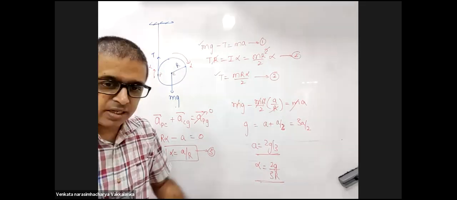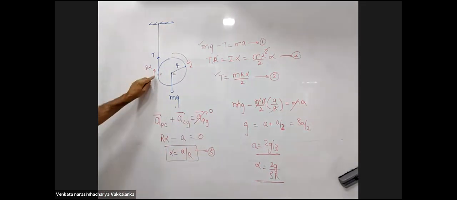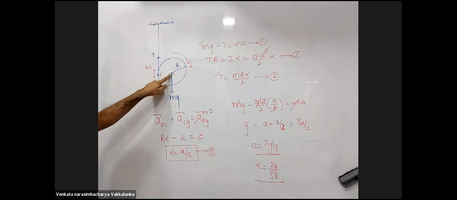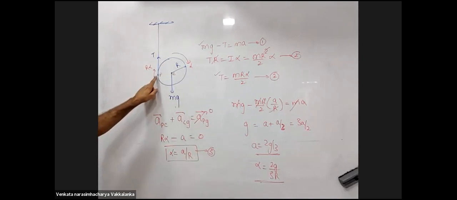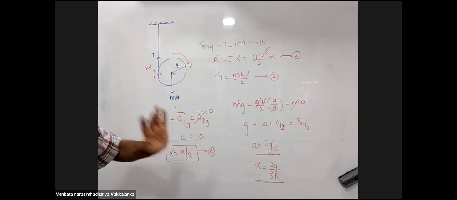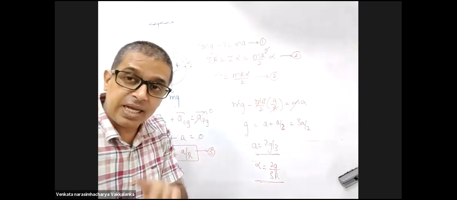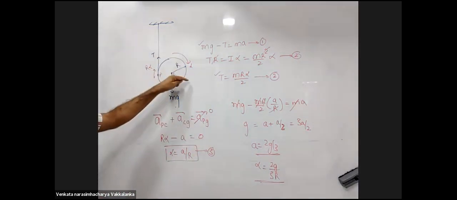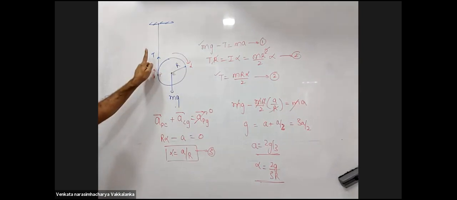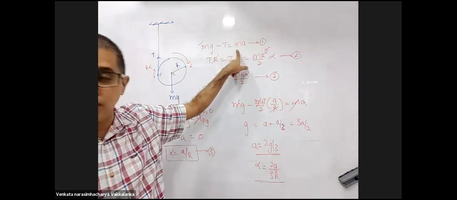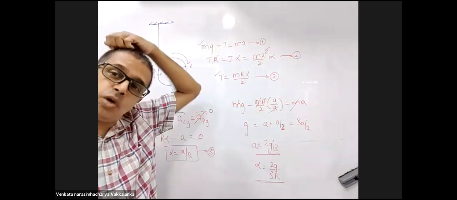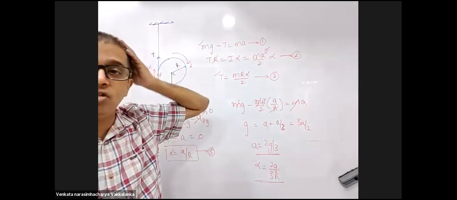The key catch is the constraint relation here. Acceleration of point P with respect to center of mass plus acceleration of center of mass with respect to ground is acceleration of point P with respect to ground. Take the correct sign. Alpha is clockwise, so R alpha will be upwards, A is downwards. Who told you A is downwards? Your equation told me A is downwards. You have made the choice in the start of the problem. Till the end, stick to it.